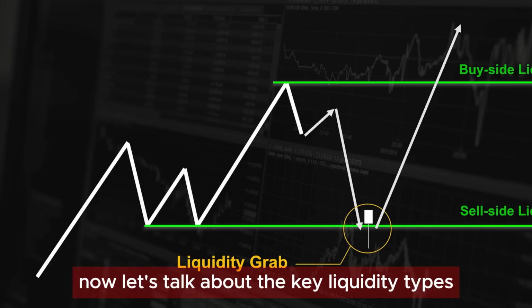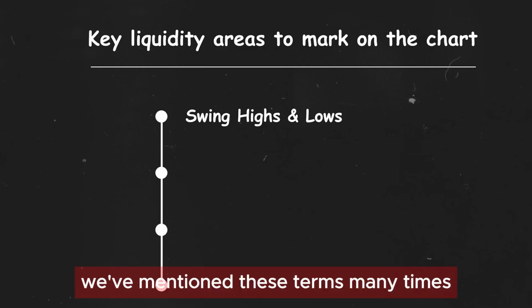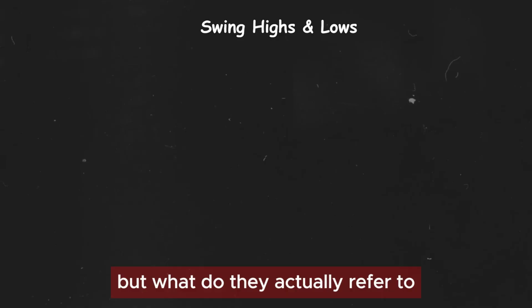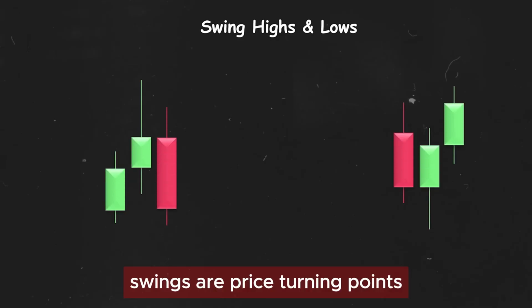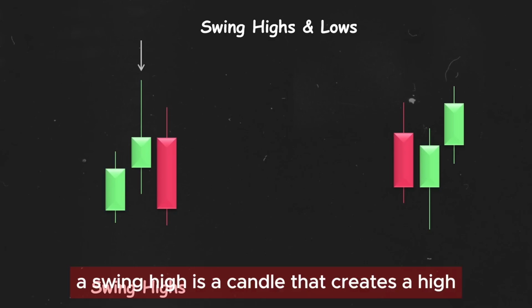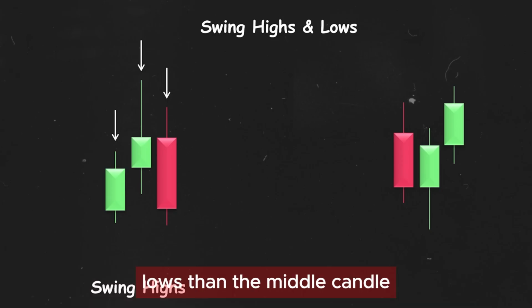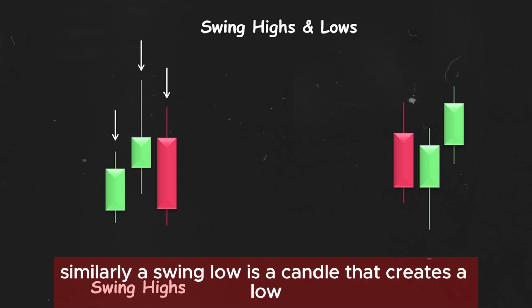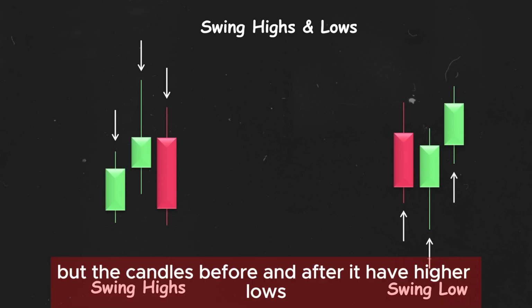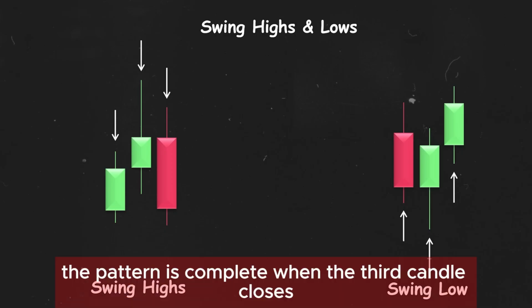Now let's talk about the key liquidity types you need to mark on the chart. Number 1. Swing highs and swing lows. We've mentioned these terms many times, but what do they actually refer to? Swings are price turning points where 3 candles form a specific price pattern. A swing high is a candle that creates a high, but the candles before and after it have lower highs and lower lows than the middle candle. Similarly, a swing low is a candle that creates a low, but the candles before and after it have higher lows and higher highs than the middle candle. The pattern is complete when the third candle closes.